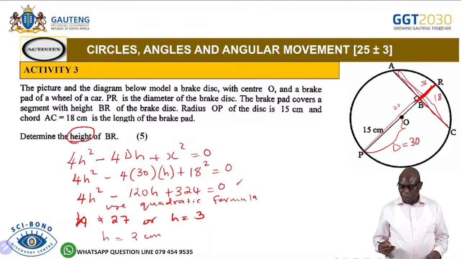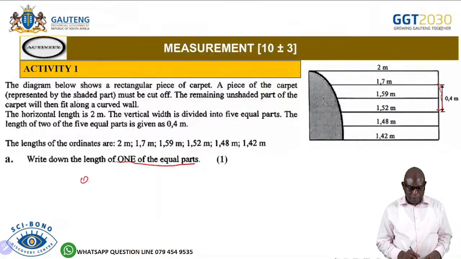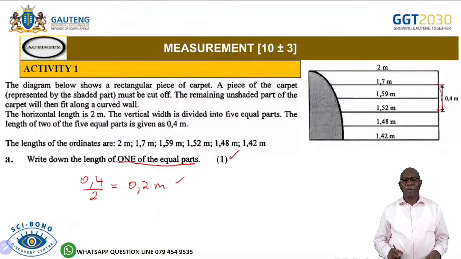The last but one question. Right. That question that I was talking about. First of all, look at this. It's 0.4 meters, but they need the length of one equal part. So which means if 0.4 is for 2, you just divide that by 2, you get 0.2 meters. That's the one mark that they're talking about.